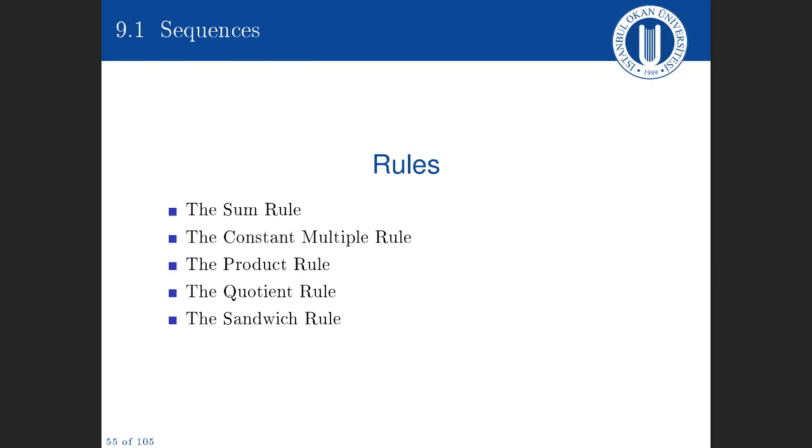And now let's continue. We still have lots of ideas of sequences that we need to cover. Next, I want to talk about 5 rules for sequences: the sum rule, the constant multiple rule, the product rule, the quotient rule, and the sandwich rule.